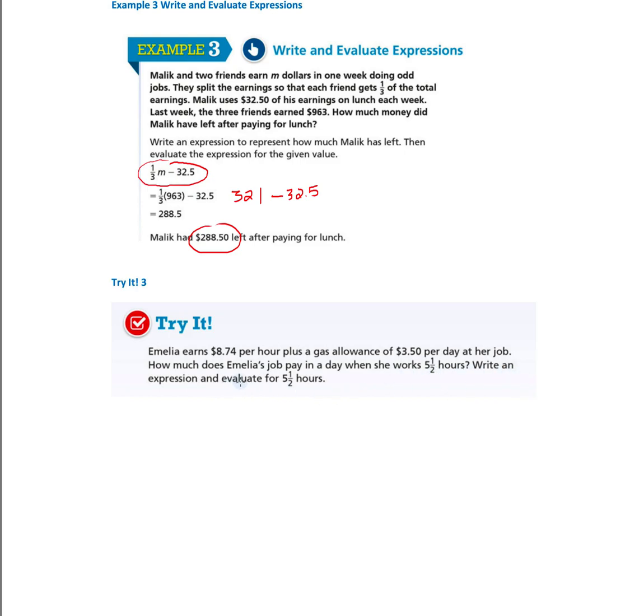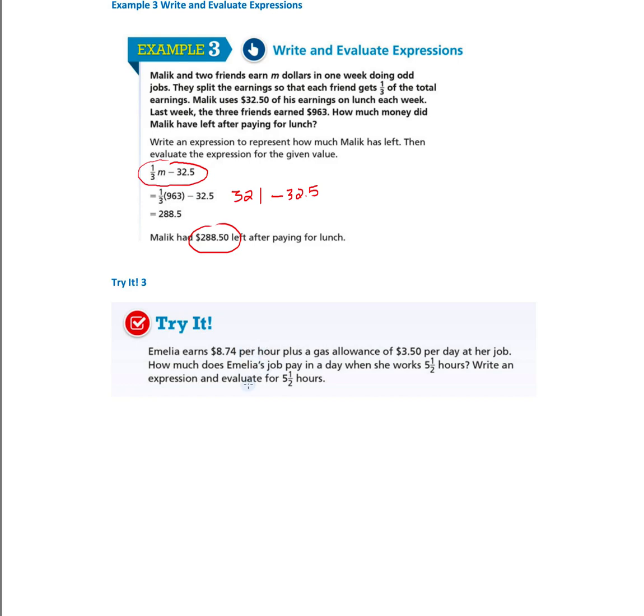So let's do it. It's two parts. We're going to write an expression, and then we're going to evaluate it. One thing that's a little bit different on this is we are not told a variable to use for the number of hours. We don't initially know the number of hours. We're told that in the question here, but in this first sentence, we aren't told the number of hours. So I have to pick a variable for that.